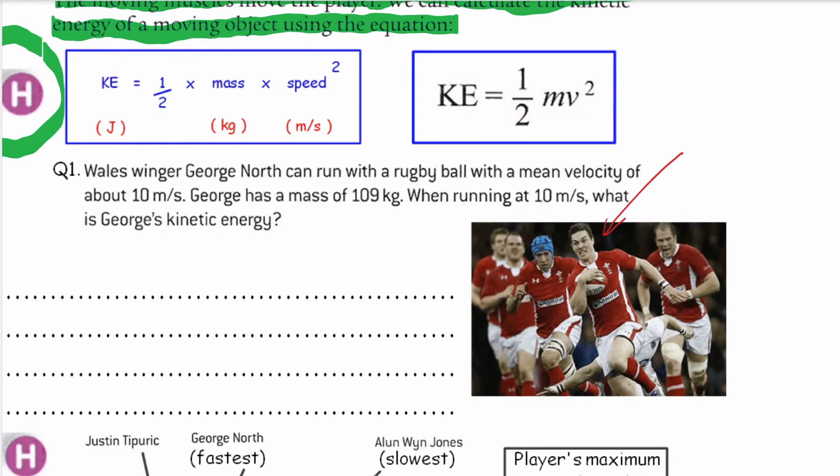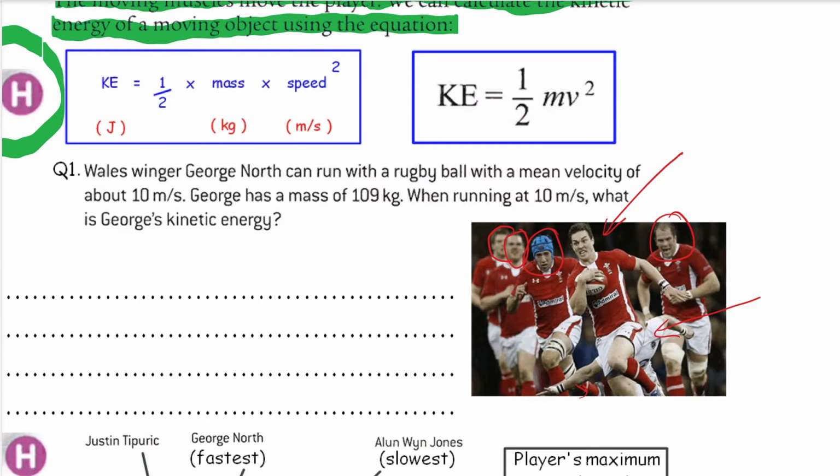Here's George North, being supported by Alan Wynne-Jones, Justin Tipuric, Gethin Jenkins. Ooh, and that looks, I think that's Dan Biggar in the background. I think it's again from the World Cup. Looks like possibly England fullback Mike Brown there with a despairing tackle. It looks as though he's looking for a despairing tackle.